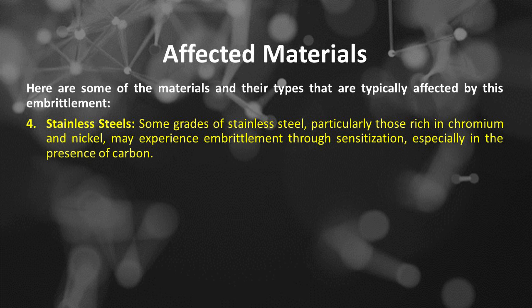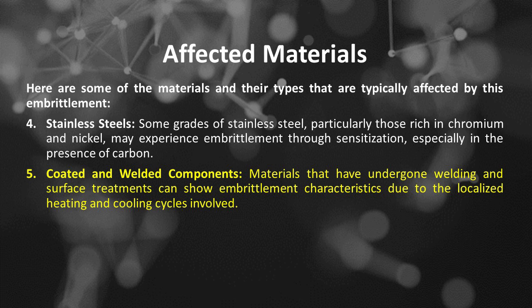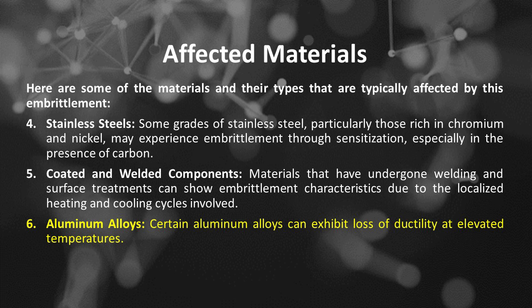Number 4 is stainless steels. Some grades of stainless steel, particularly those rich in chromium and nickel, may experience embrittlement through sensitization, especially in the presence of carbon. Number 5 is coated and welded components. Materials that have undergone welding and surface treatments can show embrittlement characteristics due to the localized heating and cooling cycles involved. Number 6 is aluminum alloys.